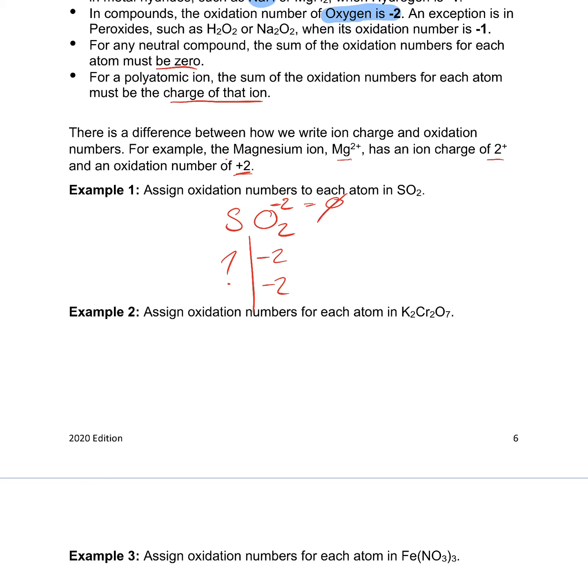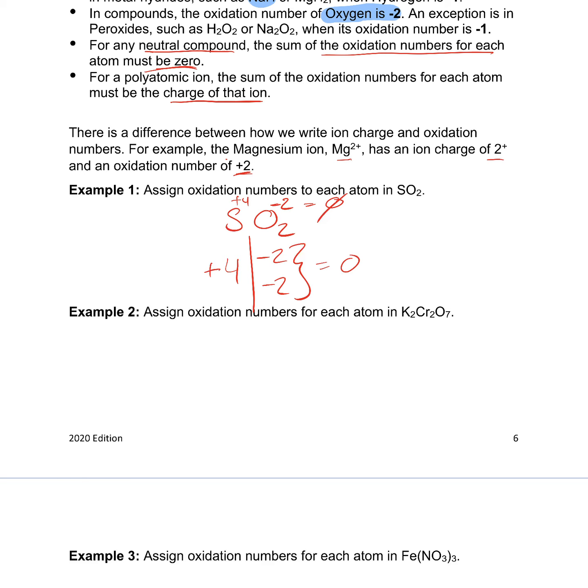If the total is 0, then for each oxygen that is -2, we need to balance that out so that it all adds up to 0. The only value that will work here is +4. So the sulfur is +4 because each of the oxygens is -2, and the total for the compound is 0. A neutral compound must sum to 0. Oxygen is always -2, so if you have 2 oxygens, you must have a +4 from the sulfur.